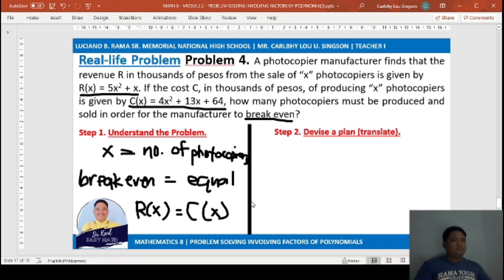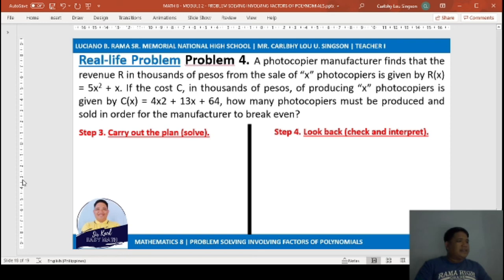We just need to copy the formula and equate them together. So our R of X is 5x squared plus x, and that is just equal to the formula of the cost, which is 4x squared plus 13x plus 64. So our equation becomes 5x squared plus x equals 4x squared plus 13x plus 64. We're going to solve that so that we could get the value of x.